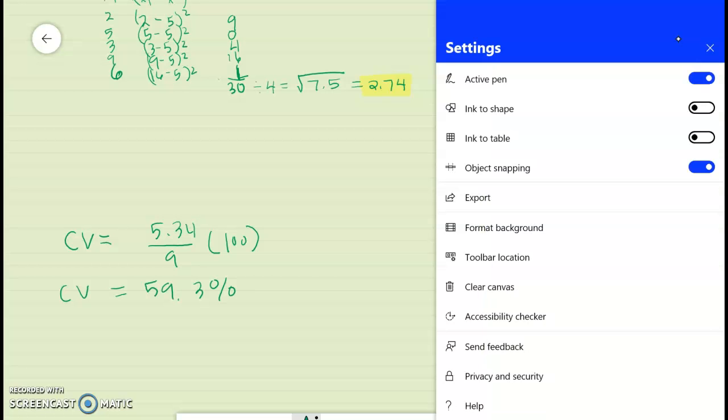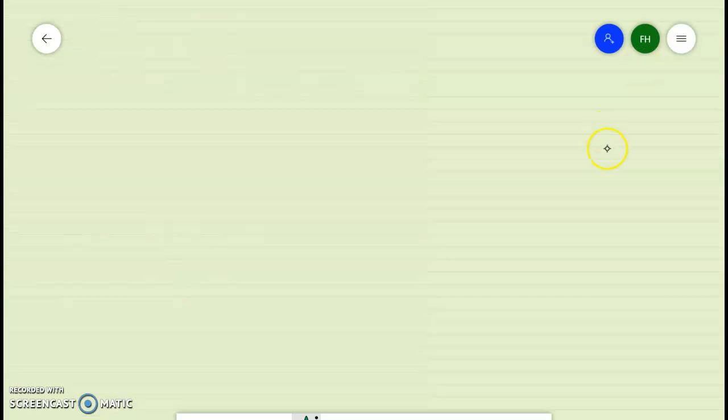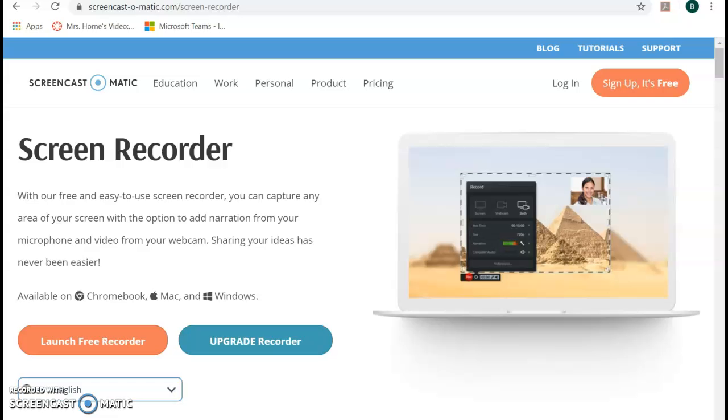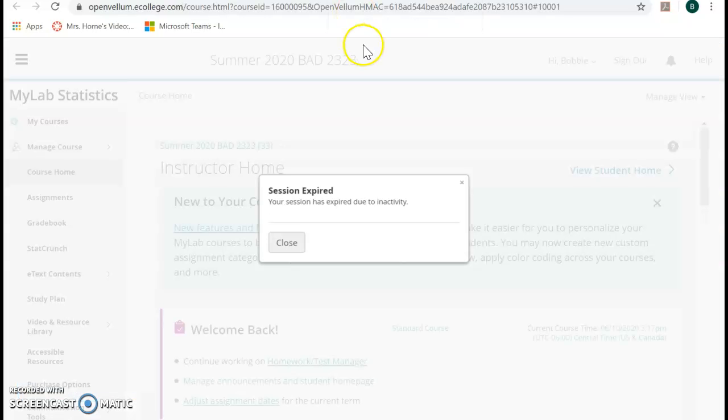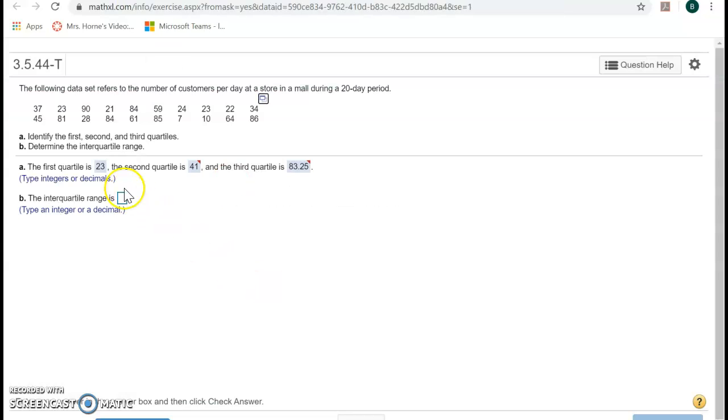Okay, for this particular question, we're looking at percentiles. Let me pull it up. Let's see. So our quartiles, the first quartile, second quartile, and the third quartile.